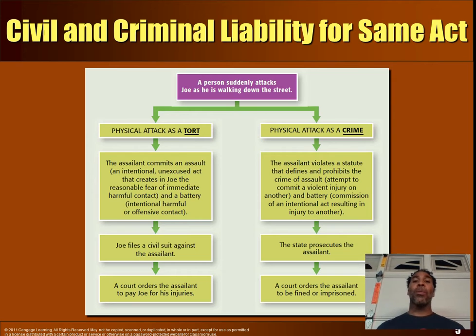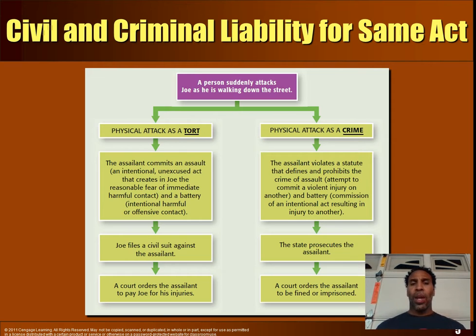Civil and criminal liability for the same act. So this is a good chart to kind of understand it as it goes down the right side or down the left side, and you understand where they are the same and then when they kind of split off to be different. So a person suddenly attacks Joe as he is walking down the street. So you see here a physical attack is a tort on the left side, and a physical attack is also a crime. Right, so it's a crime, and so you did something that's against society, but it also was against an individual.